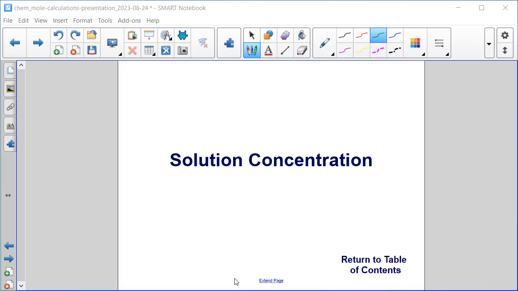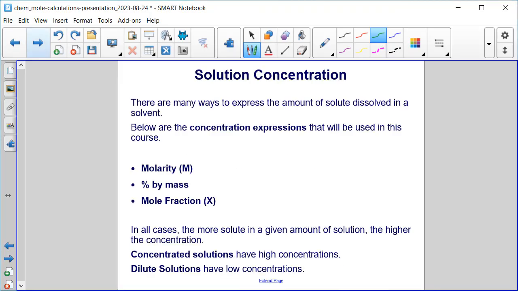Solution concentration. There are many ways to express the amount of solute dissolved in a solvent. Below are the concentration expressions that will be used in this course: molarity, symbolized by capital M, percent by mass, and mole fraction, symbolized by capital X. In all cases, the more solute in a given amount of solution, the higher the concentration. Concentrated solutions have high concentrations, and dilute solutions have low concentrations.